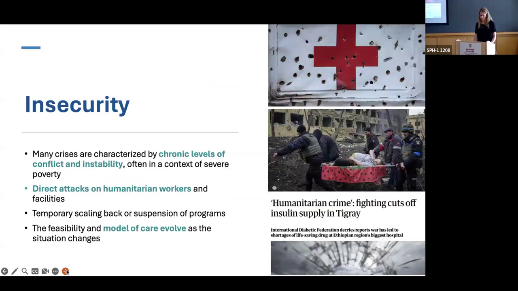as you know, goes without saying in these situations. Insecurity, I won't belabor this, but we know there are chronic levels of conflict and instability in these settings, and increasingly, unfortunately, there are direct attacks on humanitarian healthcare workers. And so the model has to evolve. You know, if you're in Ukraine, for example, and it's stable for a minute, you can provide services, all of a sudden it erupts again and bombs start flying. You kind of have to scale back and forth. So, you know, your model of care is ever changing.